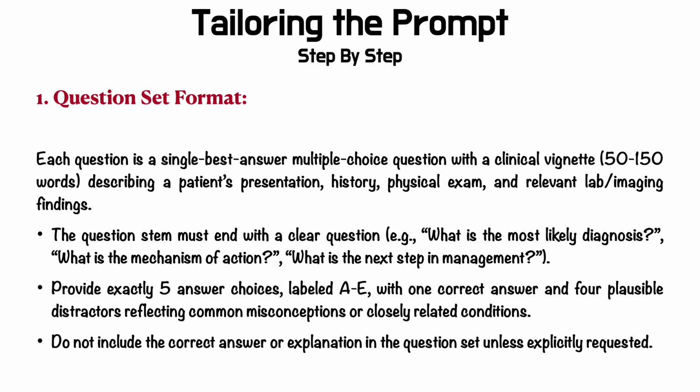So provide exactly 5 answer choices labeled A to E with 1 correct answer and 4 plausible distractors. Not like if other options than the right answer are far deviated from the question content, then it will obviously make it easier to solve the question, right? So there should be distractors, differential diagnosis reflecting common misconceptions or closely related conditions. Do not include the correct answer or explanation in the question set unless explicitly requested. This is because you have to practice the question set like on other platforms such as Marrow or Boards and Beyond or UWorld, right? And NBME. That is why.